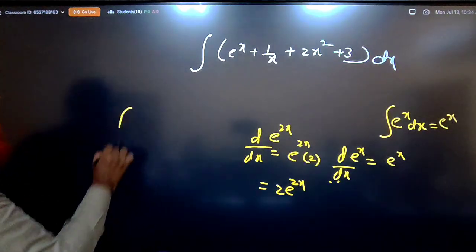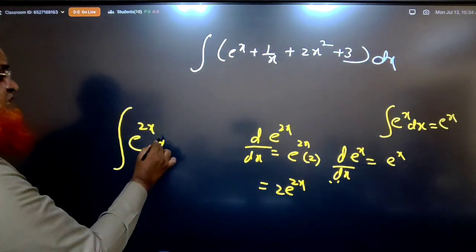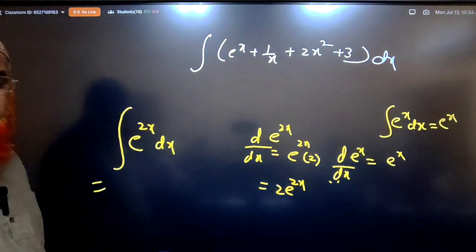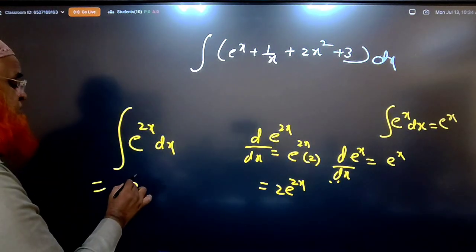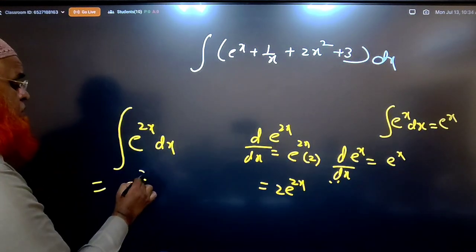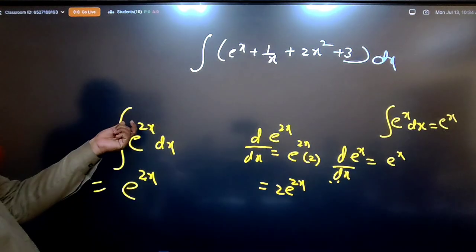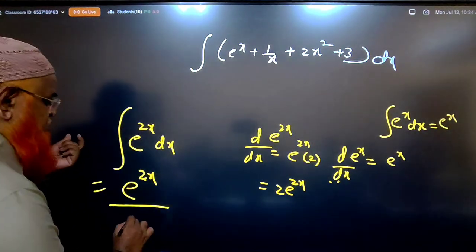But what happens when it is the integration of e power 2x into dx? See, the integration of e power 2x: 2x as it is you write, and the coefficient will come in the denominator.